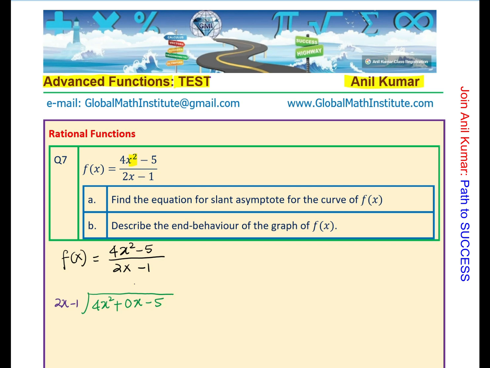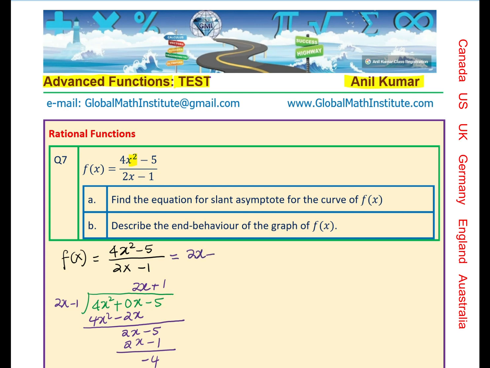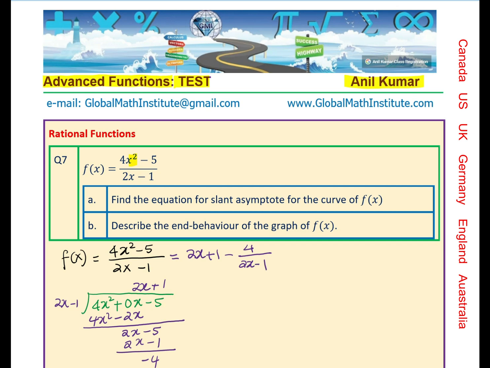So it goes 2x times, so we get 2x, right? So we get 4x squared minus 2x. Subtracting, we get 2x minus 5. So we can do plus 1 now. So we get 2x minus 1, and that gives me minus 4 as a remainder. So we could write this function as 2x plus 1 minus 4, the remainder, over, we still have to divide this by 2x minus 1. So that becomes the equivalent expression.